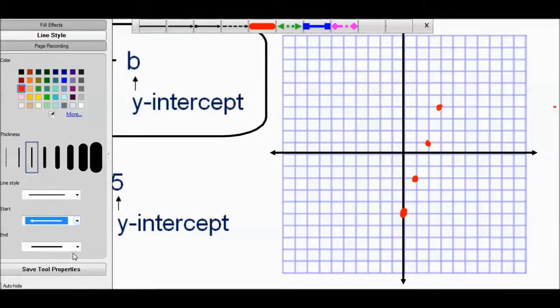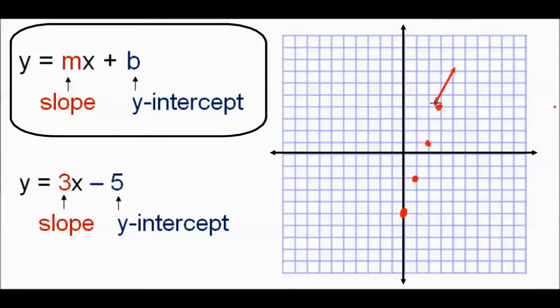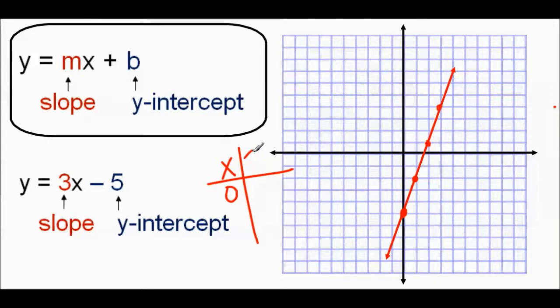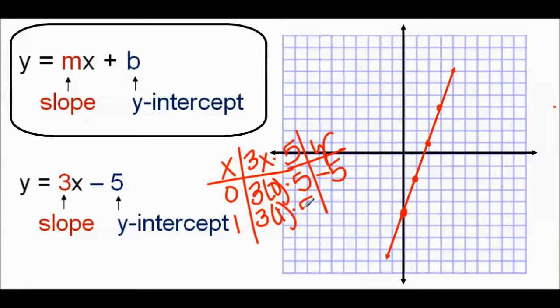Let's get arrows on each end. And there's my line. Now you could also see how this would work into a table like what we saw before. The numbers that I have in there as far as x values, I have 0 in there. If I put 0 in for x, I'm going to have 3 times 0 minus 5. That would be 0 minus 5, which is -5. If I had put positive 1 in there, 3 times 1 is 3. 3 minus 5 is -2. And then I have a positive 2 there.